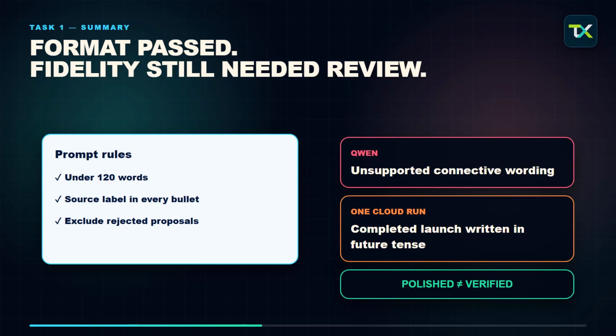But that was not the whole story. Qwen introduced connective or interpretive wording that was not directly supported by the memo. One cloud run used future tense wording for a launch the memo recorded as completed. The lesson is simple. Clean formatting can still hide a fidelity problem. A business summary must be checked against its source, even when it looks polished.